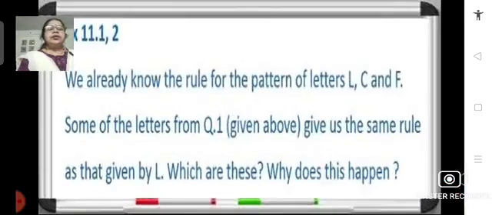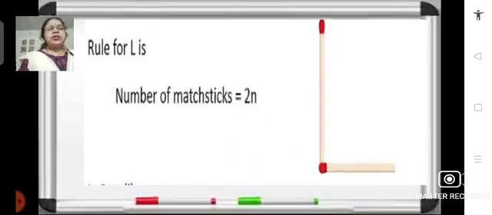Now let's move on to the next question, that is 11.1, exercise 11.12. We already know the rule for the pattern of letters L, C and F. Some of the letters from question 1 give us the same rule as given by L. Which are these and why does this happen? That means we have to find out which other letters give the same rule as L. So why does this happen? That also we have to discuss.